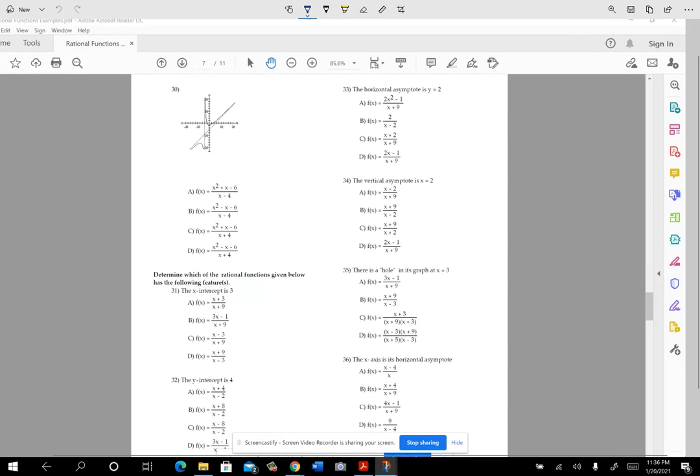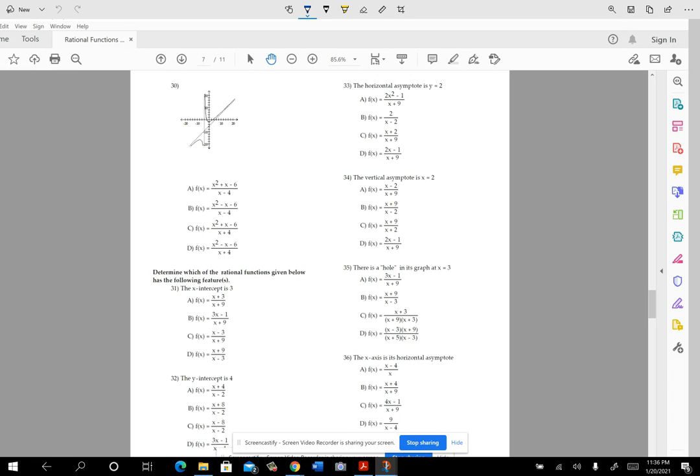So this one has a vertical asymptote at x equals, the scale's a little weird here. See how it goes by 2? So x equals -4. That means there's a factor of x plus 4 in the denominator. Then you're going to have a slant asymptote for sure. So the degree on top is 1 more, which is true for both of these guys.